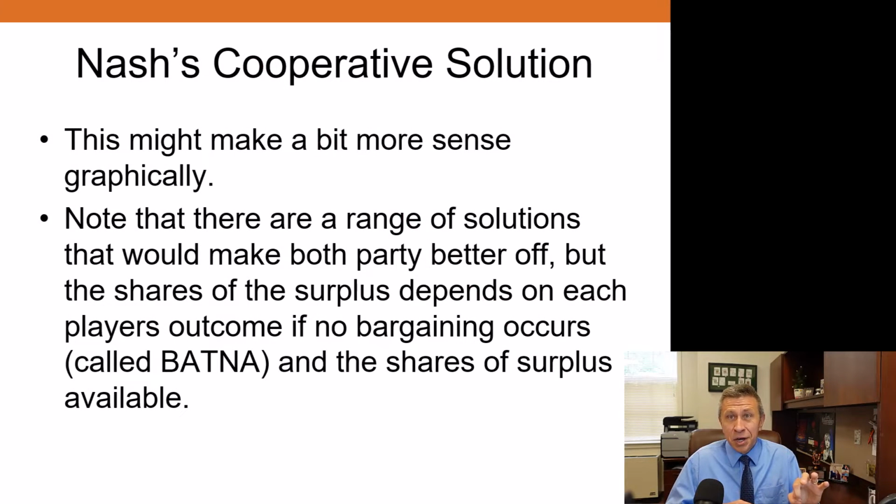A key thing to note, there are a range of solutions that would make both parties better off, but the shares of the surplus depends enormously on the outcomes players would get without bargaining, the BATNA, along with the total amount of surplus available. So the alternative each party has to the negotiated agreement is truly crucial.